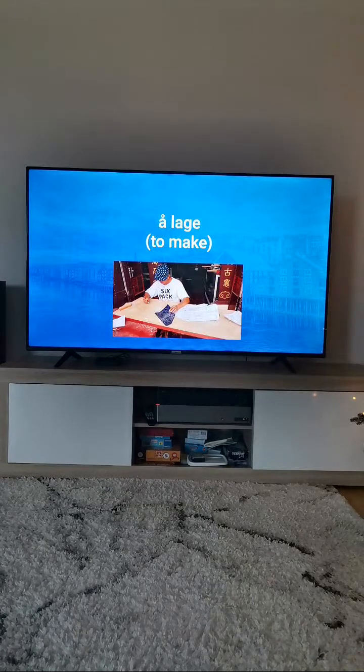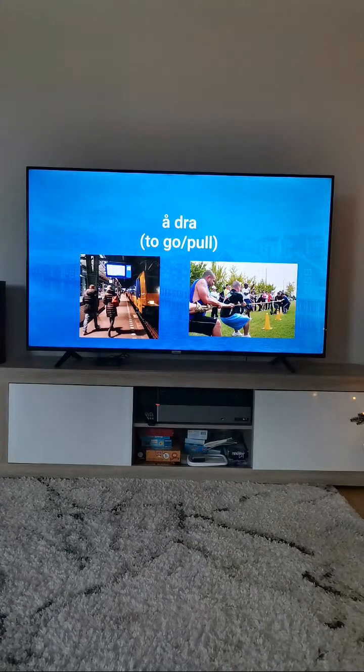Already is allerede. To make is å lage. To come is å komme. To go or pull is å dra. So yeah, this can be used to describe pulling something or going somewhere or even leaving. Then is da.